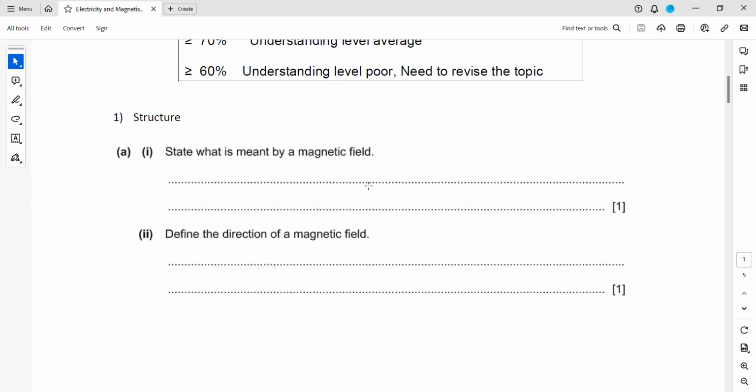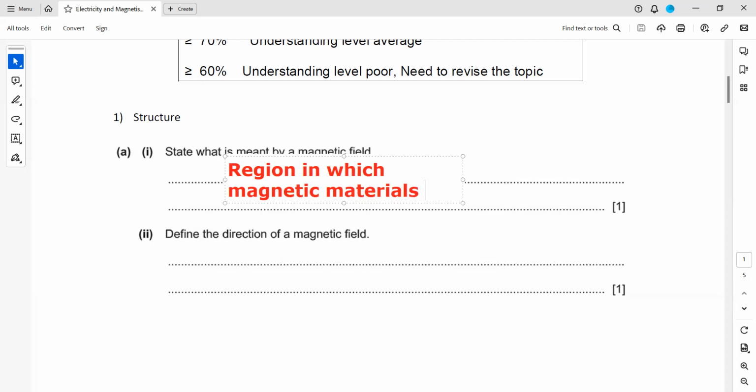First, what is meant by magnetic field? You have to learn these definitions, the standard definition. What is the meaning of a magnetic field? A magnetic field is a region in which the magnetic poles can experience force, or magnetic material can experience force. We call that a magnetic field.